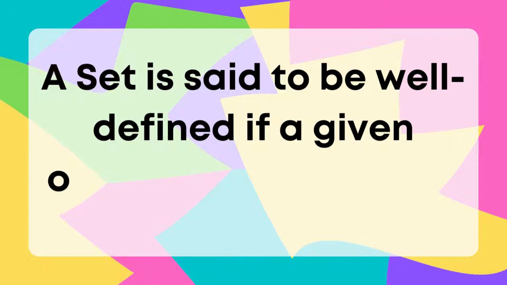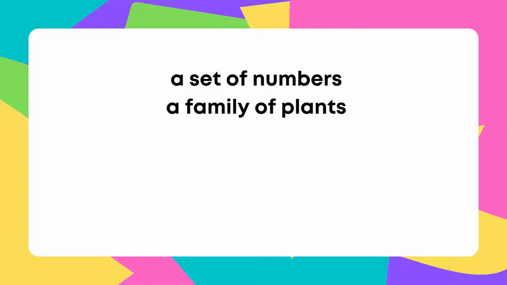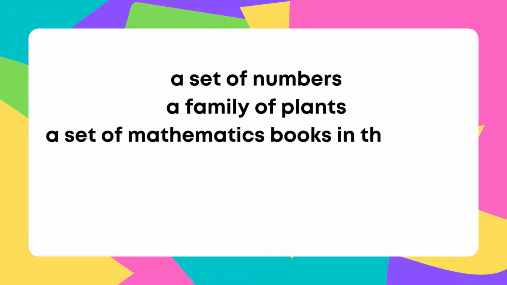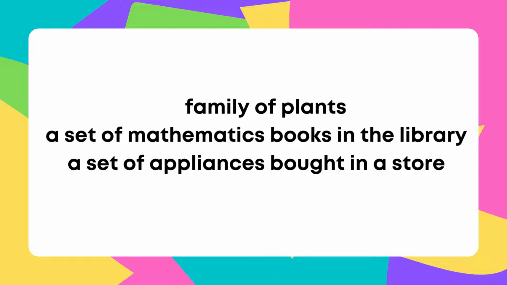A set is said to be well defined if it can be determined whether a given object belongs to that set. Examples: a set of numbers, a family of plants, a set of mathematical books in the library, a set of appliances in a store. So these are examples of sets.